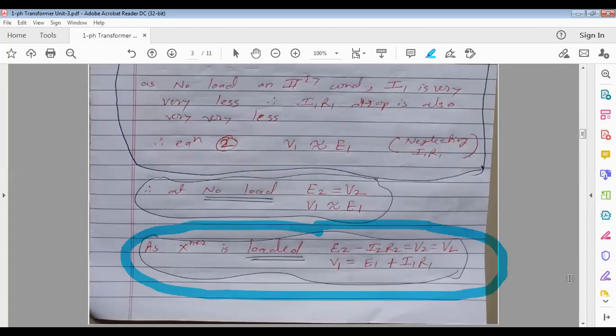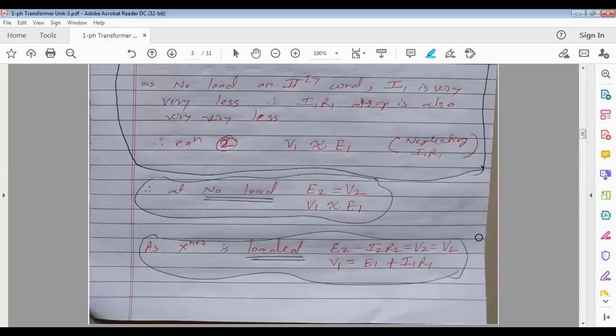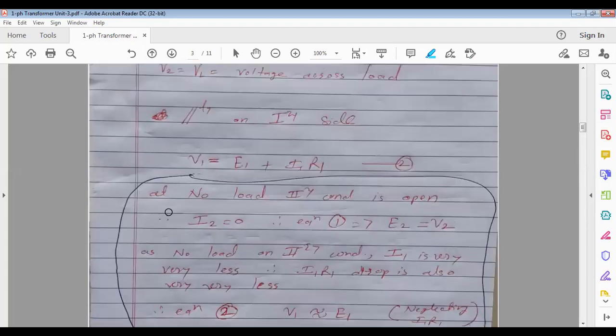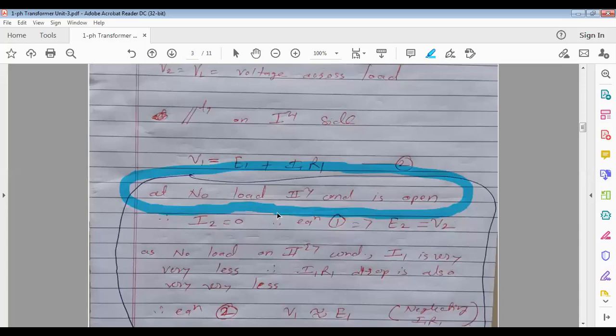Now we'll see what happens with these equations when the transformer is at no load. Consider across secondary you are not going to connect any load. Means that is called transformer on no load. When no load is there on secondary, can we say secondary is open?